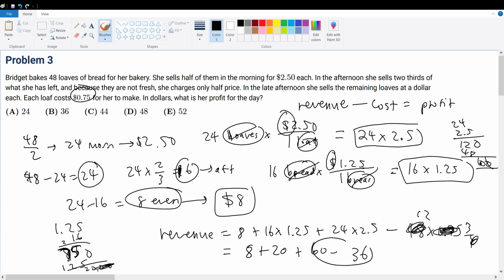So what is that? That is the same thing as 28 plus 24, which is 52. 52, not 62. So our total profit is 52, and that's going to be your final answer, so your final answer will be answer choice E.